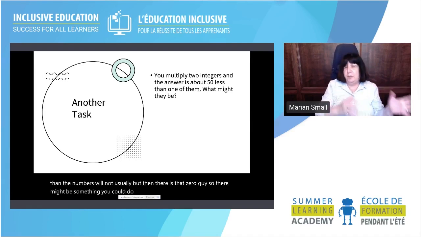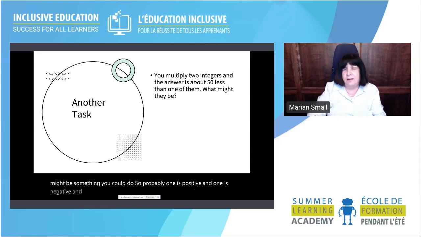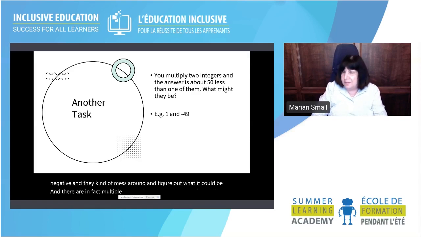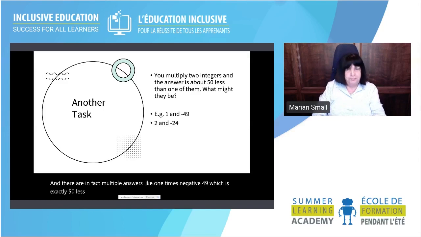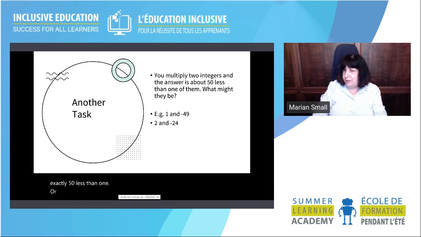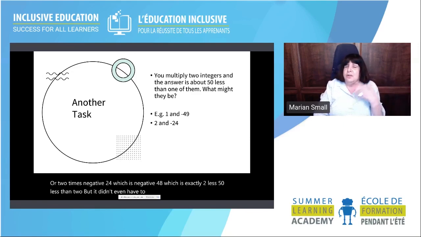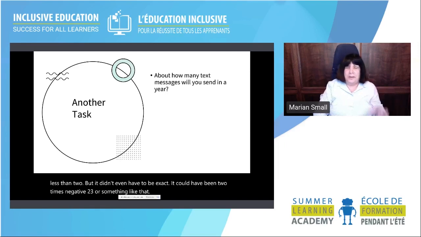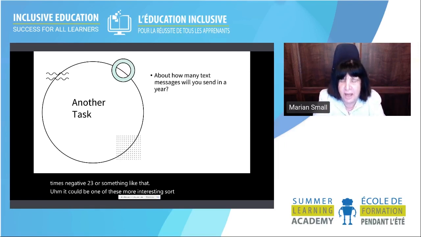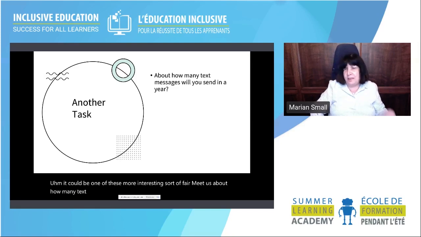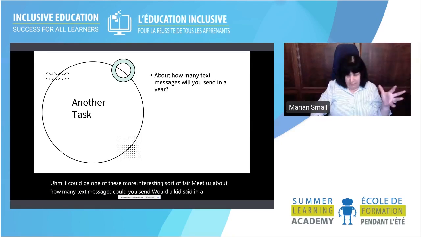So probably one is positive and one is negative, and they mess around and figure out what it could be. There are, in fact, multiple answers, like 1 times negative 49, which is exactly 50 less than 1, or 2 times negative 24, which is negative 48, which is exactly 50 less than 2. But it didn't even have to be exact. It could have been 2 times negative 23 or something like that. It could be one of these more interesting Fermi tasks about how many text messages a kid would send in a year. That's a big problem for kids to work on.